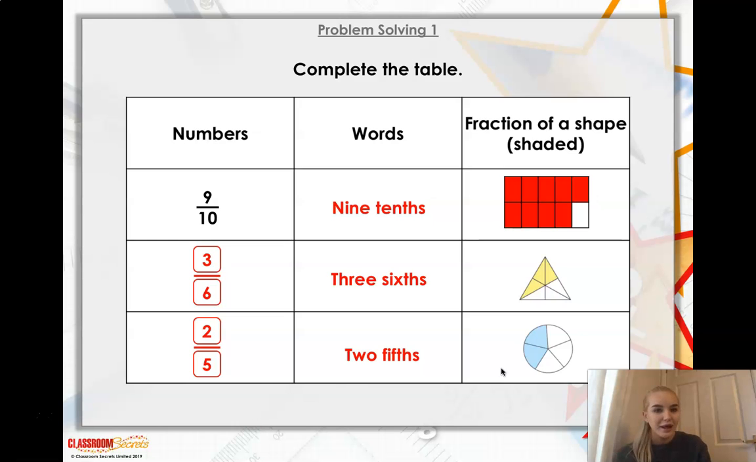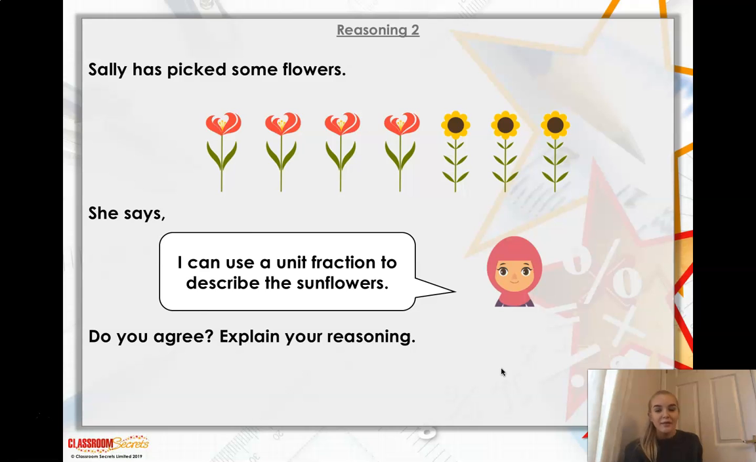Super work, Year 4. We have got one more problem solving question, but this time it's a reasoning one. When it's a reasoning question, it will always ask you to explain your reasoning using that magic word because. Let's read the question first and then we can answer it together. Sally has picked some flowers. You can see here she's got a mix of 2 different types of flowers. And she says, I can use a unit fraction to describe the sunflowers. Do you agree? Explain your reasoning.